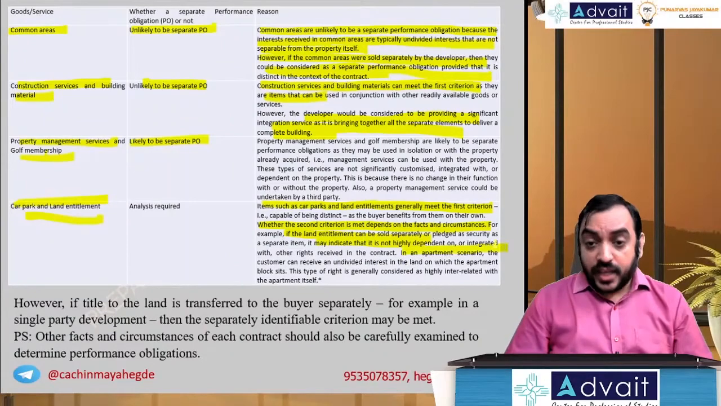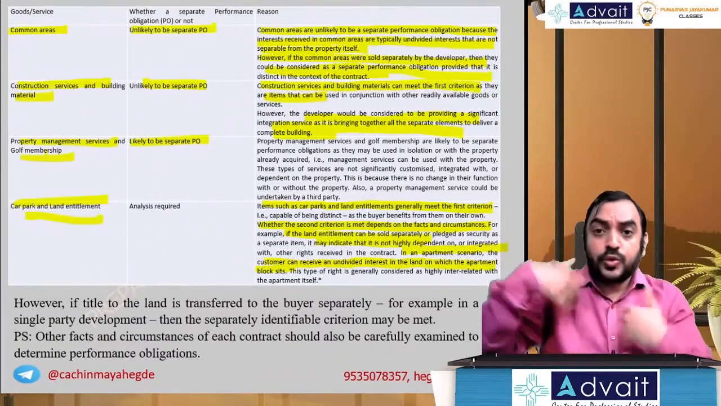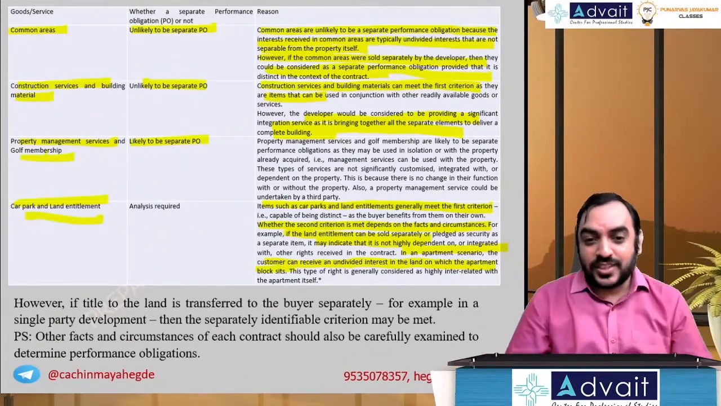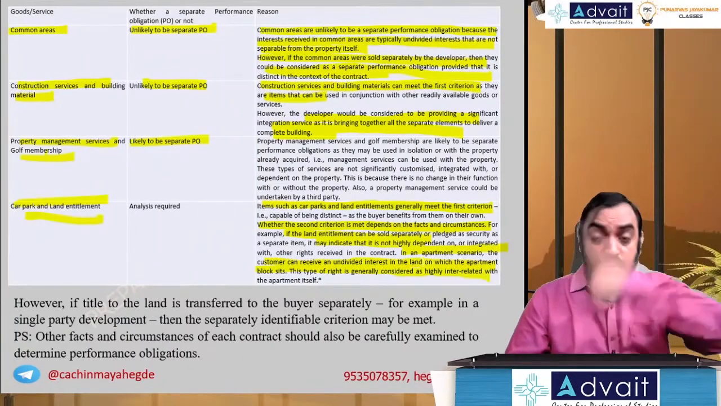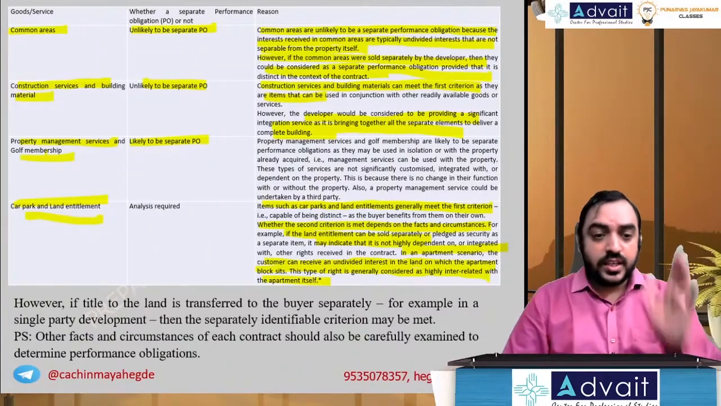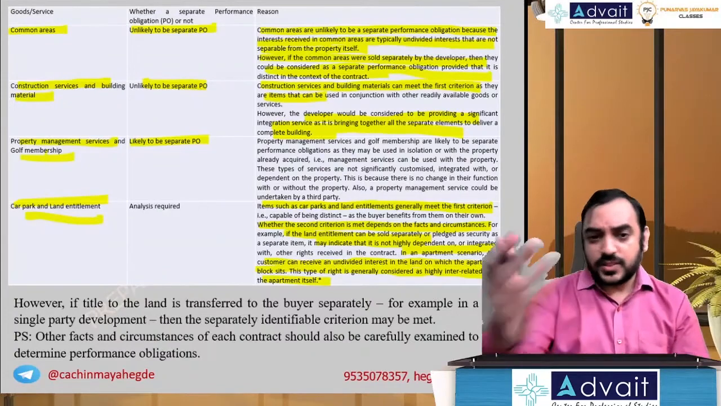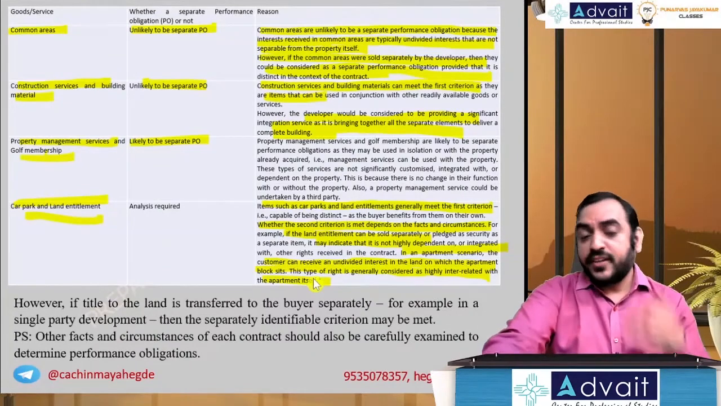In an apartment scenario, the customer can receive an undivided interest in the land on which the apartment block sits. The entire apartment is sitting on a land, so my own land I cannot sell usually. This type of right is generally considered highly interrelated because it's all connected. So in that case, it's not a separate performance obligation. Anyway, ultimately it depends on facts and circumstances. The solution is there. You can read through it.